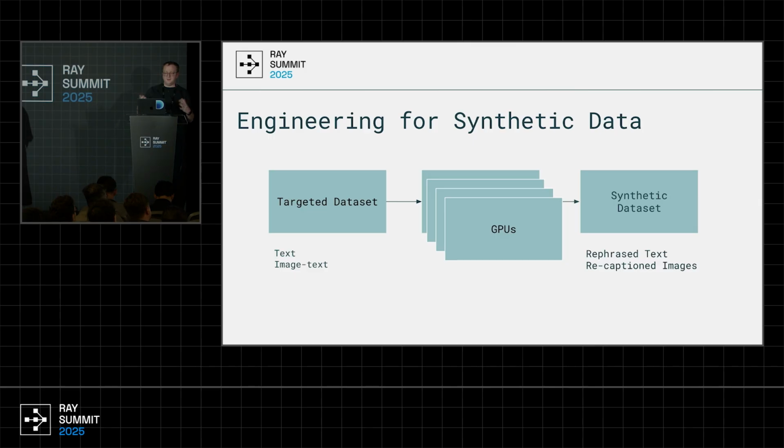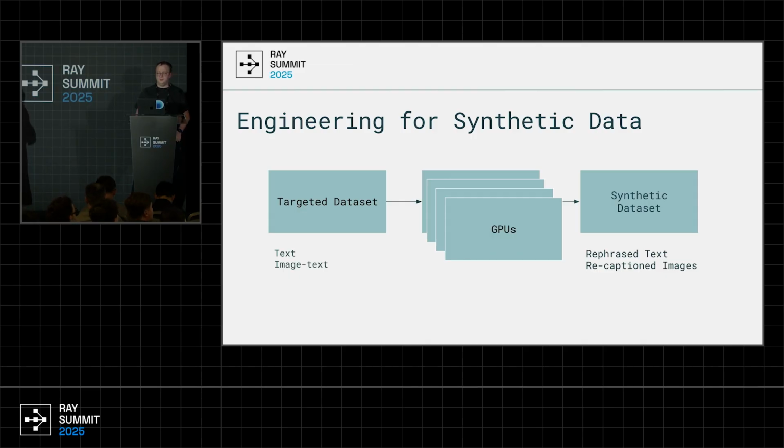So how do you do this? Fundamentally, this is straightforward, you would think. You start from a target data set, which is the input data to this pipeline. There's actually quite a lot of work in identifying what are the right documents to rephrase in the first place. You have a bunch of GPUs and a bunch of models.